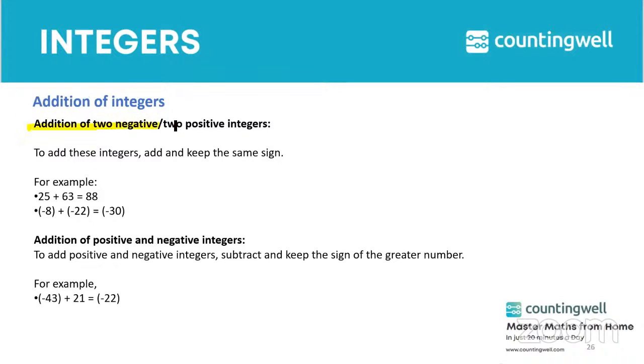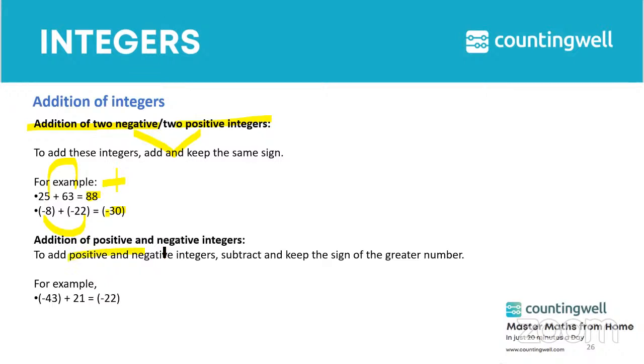While adding two negative or two positive integers, meaning integers having the same sign, we have to add them and retain the same sign. So in case of two positive integers, add the numbers and retain the positive sign. In case of two negative integers, add the numbers and retain the same sign, which is the negative sign.